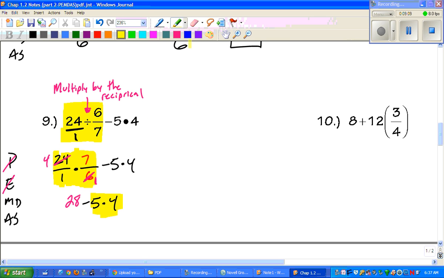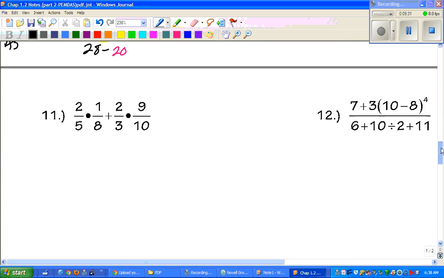Now, we still have multiplication. 5 times 4 is 20. And the last thing to do is subtract. 28 minus 20 gives us 8. All right, let's flip on down to the other side.